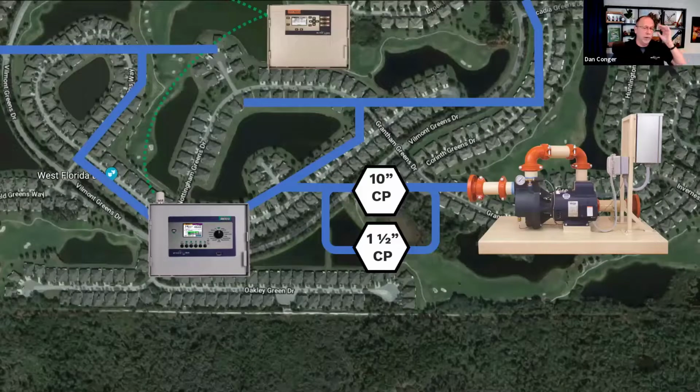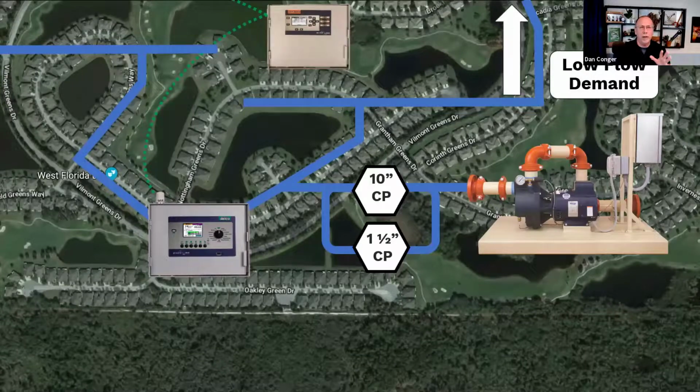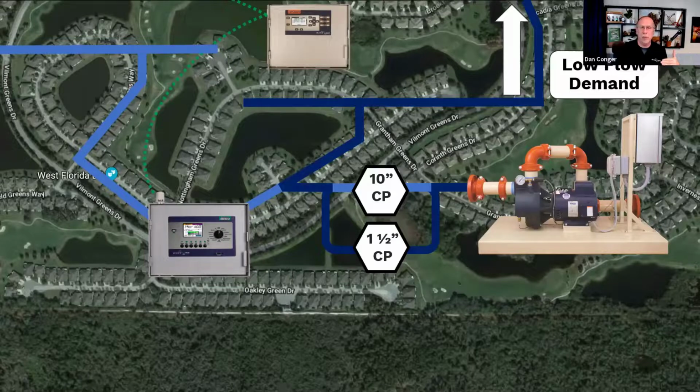So here we've got those two control points. If we've got a low demand on one side, just a couple of drip zones are going to open. Well, we're going to get a quicker closing master valve, and the flow sensor will be easier to read that 30 gallons a minute than on the 10-inch. So in that case, it will open up the 1.5-inch control point because it can handle the flow.